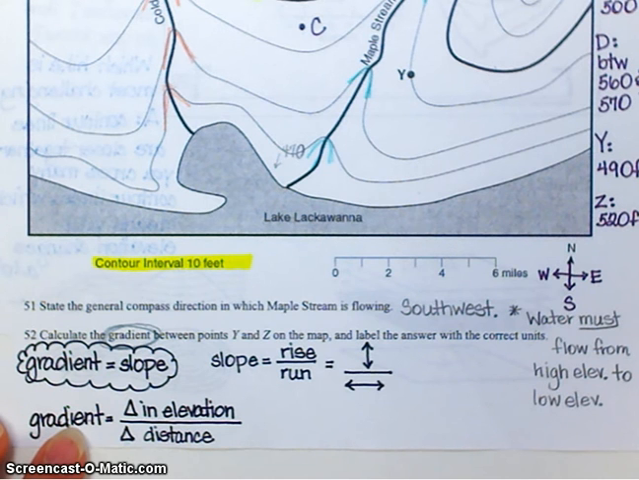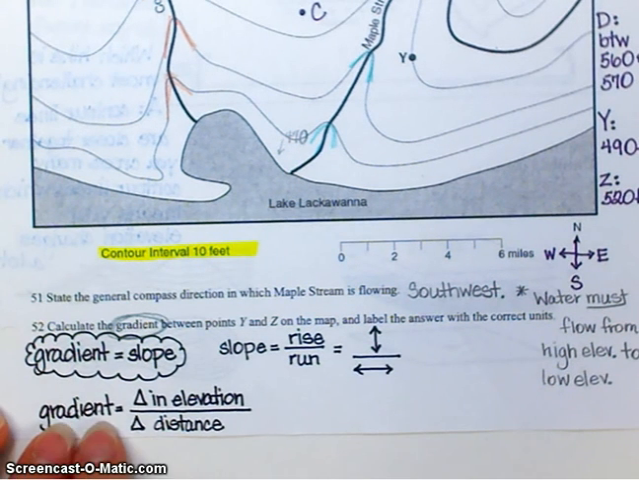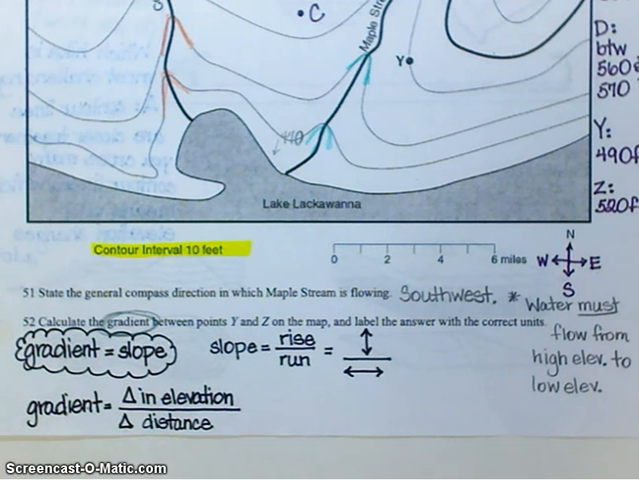It's just it looks a little bit different because we're saying elevation and distance, but it's basically how much is your up and down changing versus how much is your side to side changing. Okay, the formula for gradient is change in elevation divided by change in distance, and that's horizontal distance, by the way. Okay, so number 52 asks you to calculate the gradient between points Y and Z and label the answer with the correct units. Okay, well, first of all, let's take a look at Y and Z.